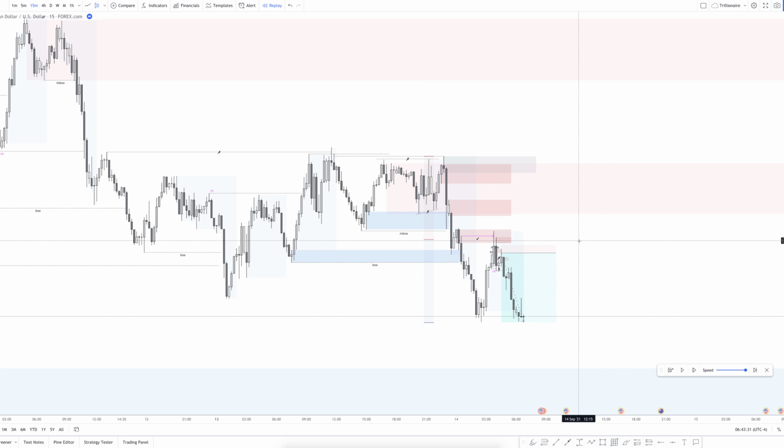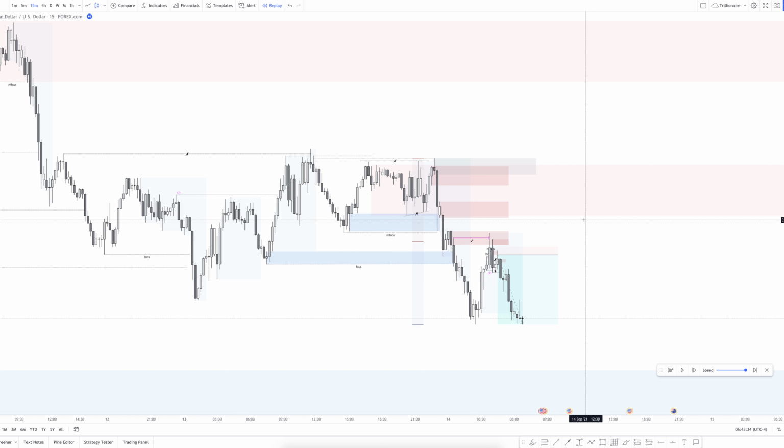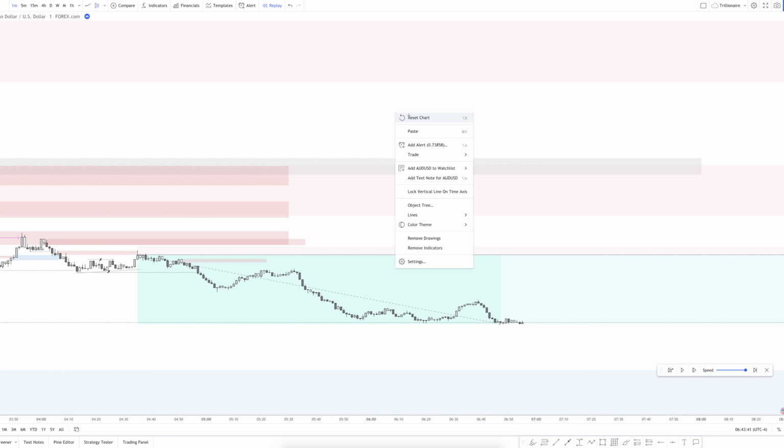So that's an example of a trade that you would have been able to catch with the information that's within the liquidity course. Super excited about releasing it to you guys.